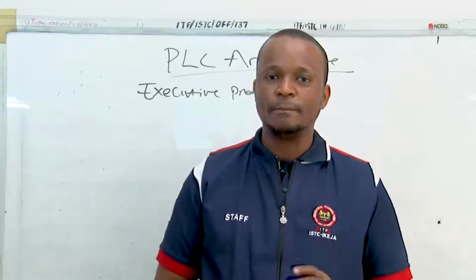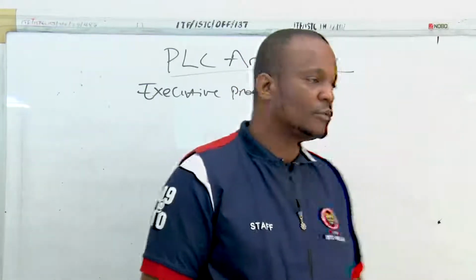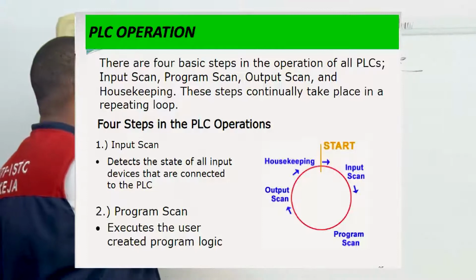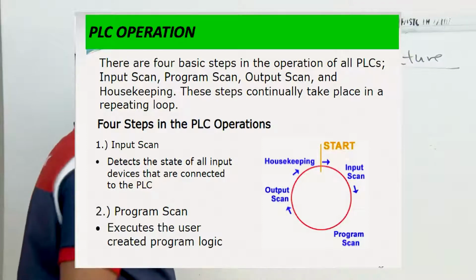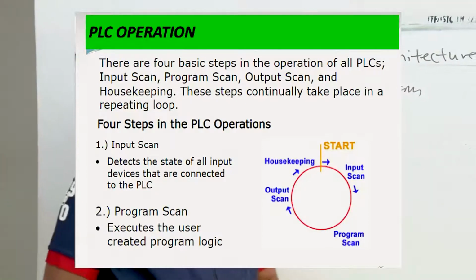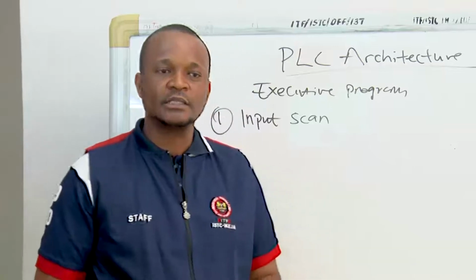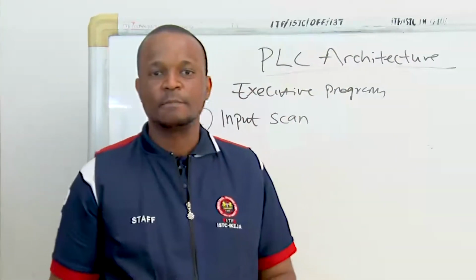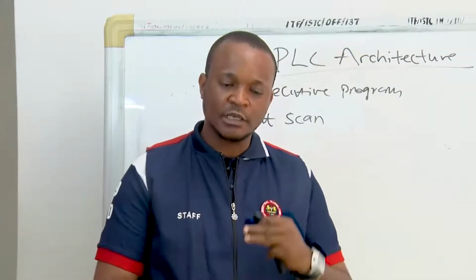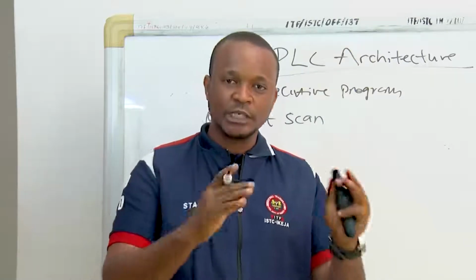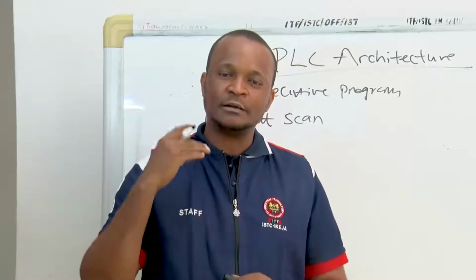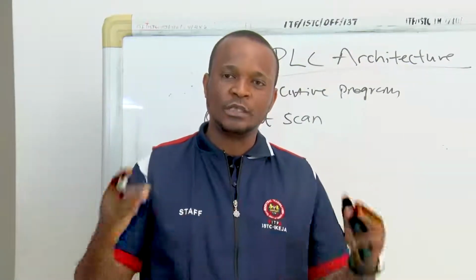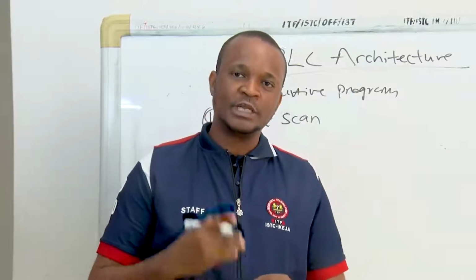Now, there are 4 basic operations on how the PLC works. Number 1, the PLC is a workaholic. I used to say that. It performs first what we call the input scan. The input scan detects the state of all the input devices that are connected to the PLC. So it keeps on checking if there is any input that has changed state. It runs this scan in milli and microseconds. It scans all the inputs connected to it so as to update it.